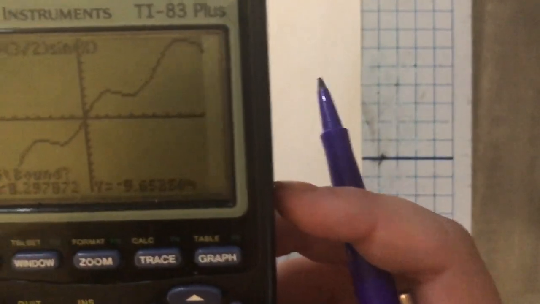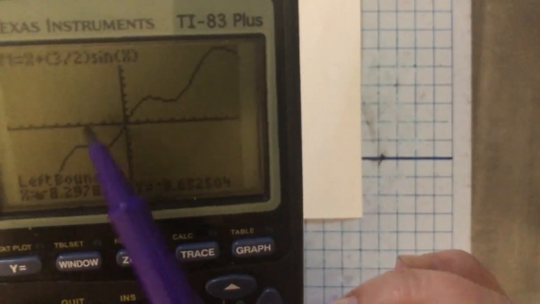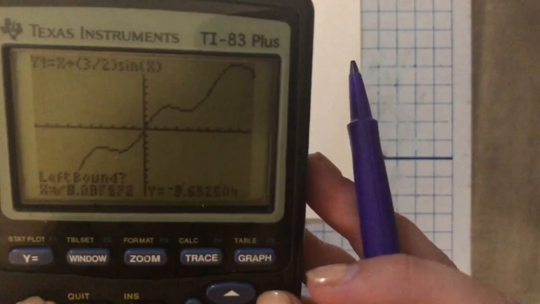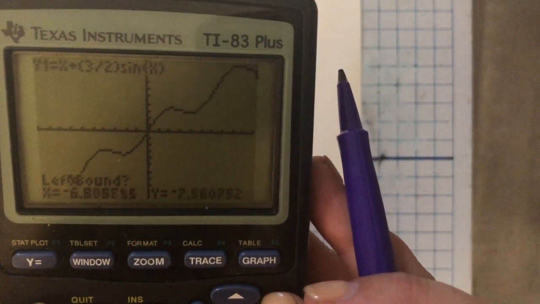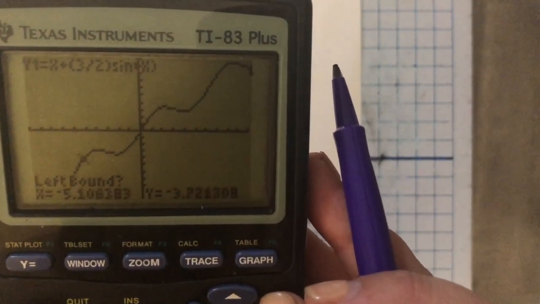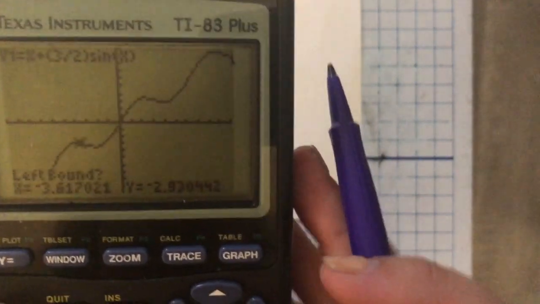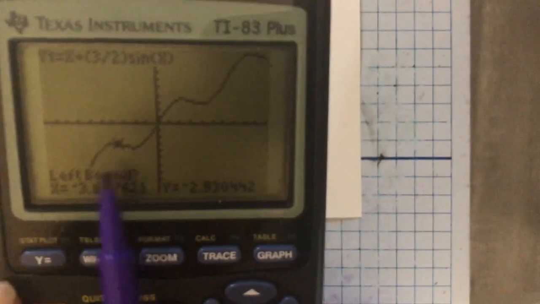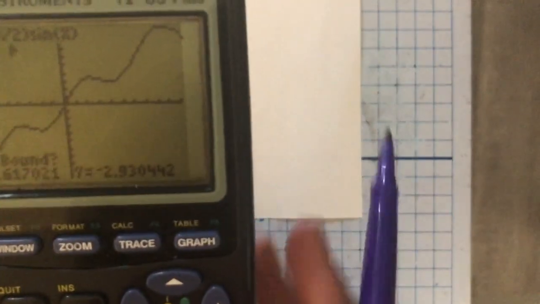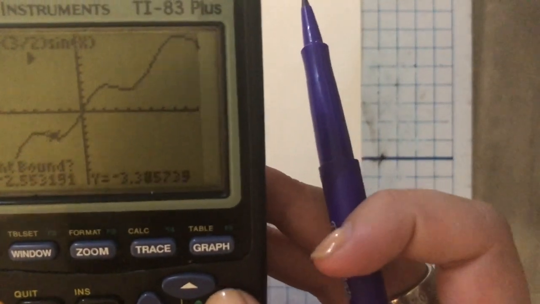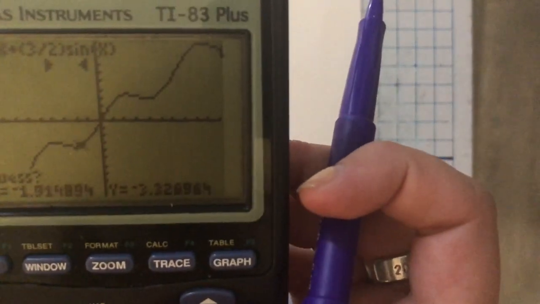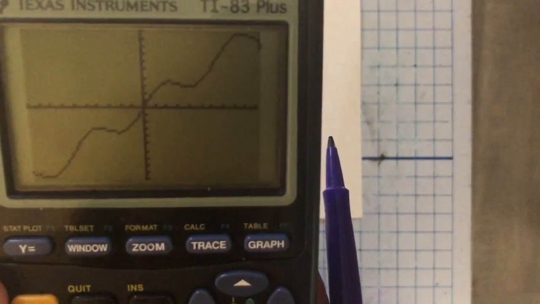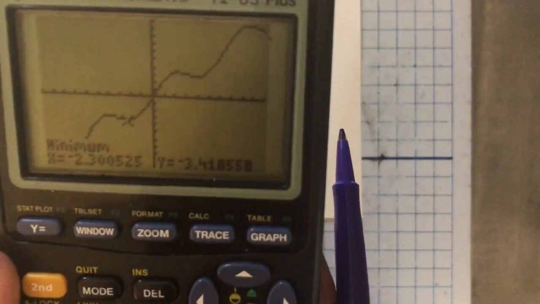Minimum. This will be a maximum, but I'm on the minimum train right now, so I'm going to keep going with minimums. So I'm going to keep going here. All right. To the left, right? It's asking for the left bound. It's to the left, so I press enter. Then I go to the right. I'm far enough to the right, enter. I'm guessing it's around here, and I am getting, there you go.